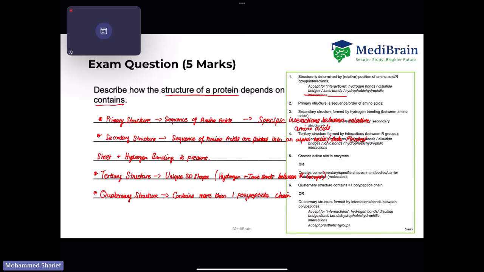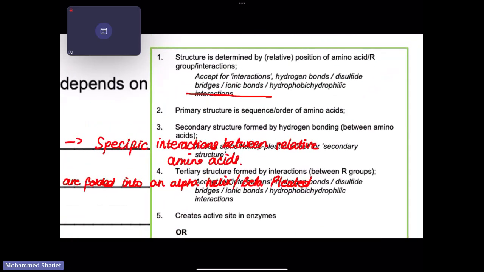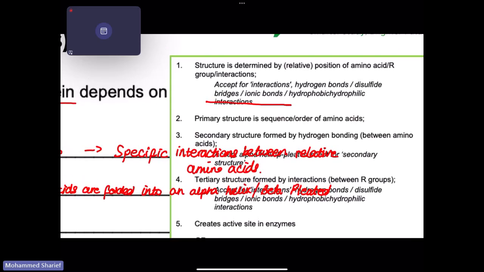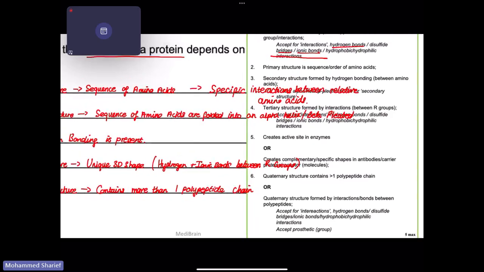Okay, if we have a look at the mark scheme over here, it says structure is determined by relative position of amino acids or interactions. That's what we put. We put interactions. I mean, we've stated these bonds, so I'm sure we would have still got the marks anyway. Primary structure, the sequence of amino acids. Secondary structure, hydrogen bonding. Tertiary structure formed by interactions between R groups. Creates active site in enzymes.